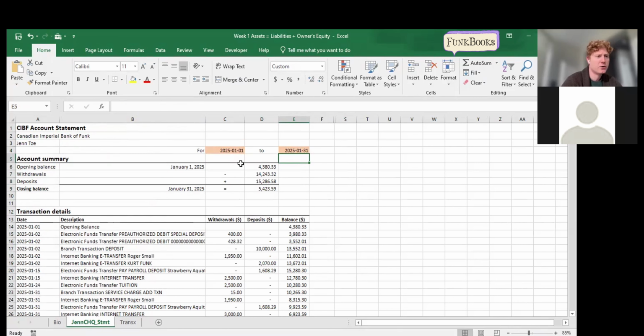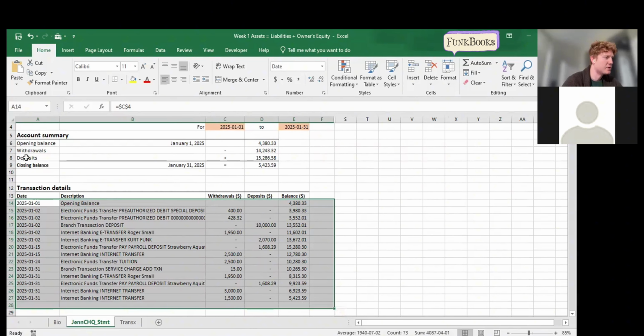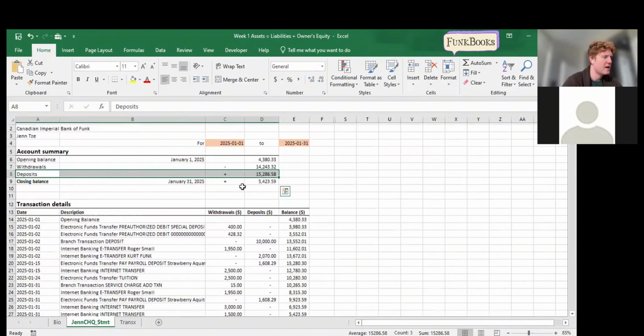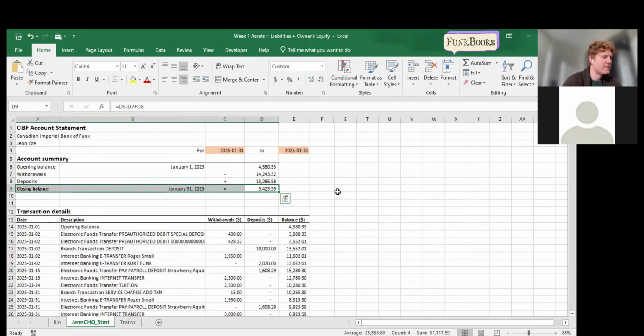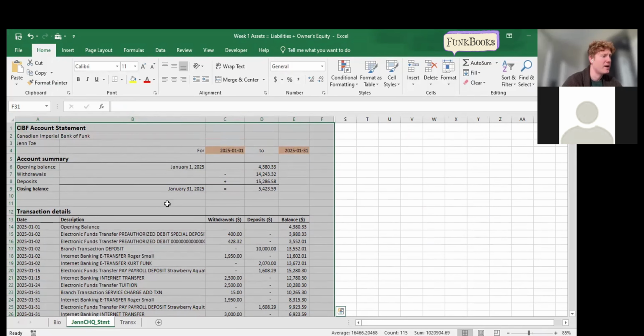So let's take a quick glance here. Jenn started the year off with about 4.3 thousand in her bank account. And then here's all the transactions that happened. There were withdrawals of about 14,000, deposits going in of about 15,000 for various things, and then an ending balance of 5,400. So this is pretty much exactly what your bank statement would look like in real life.